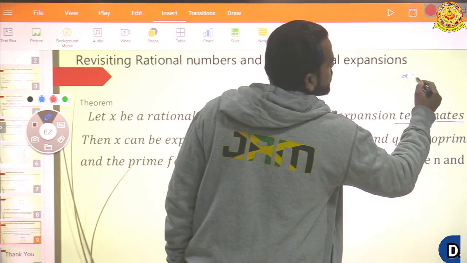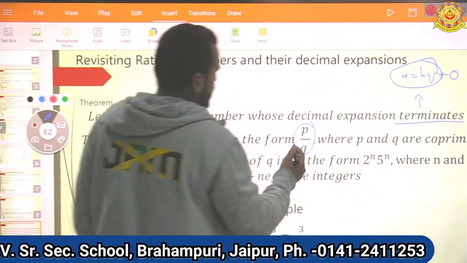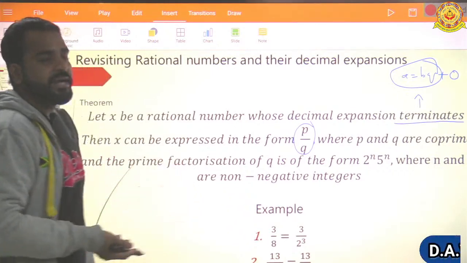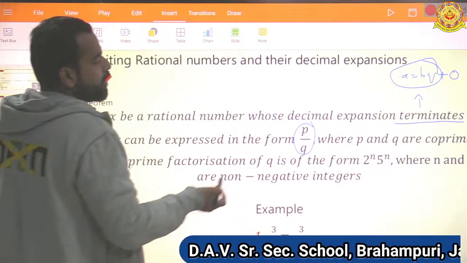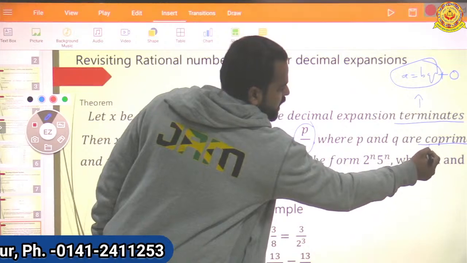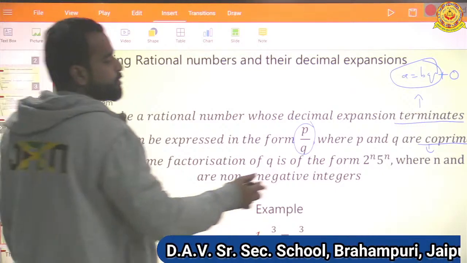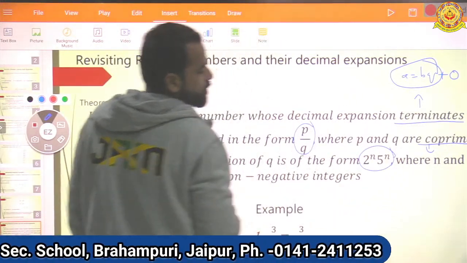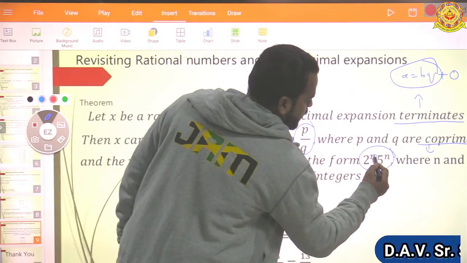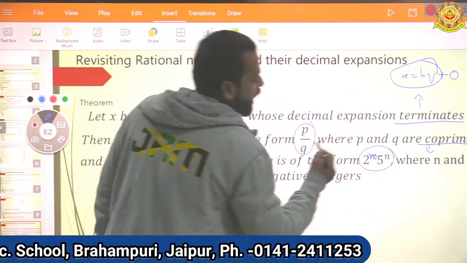So in that case a is equal to bq plus remainder, which will be 0. So in that particular case your number p upon q is a rational number perfectly, because all terminating decimal expansions are rational numbers, where p and q are co-prime. Now it cannot be further divided because these are co-prime, and the prime factorization of q is in the form of 2 raised to the power m and 5 raised to the power n. It can be anything, so we can mark the powers differently.